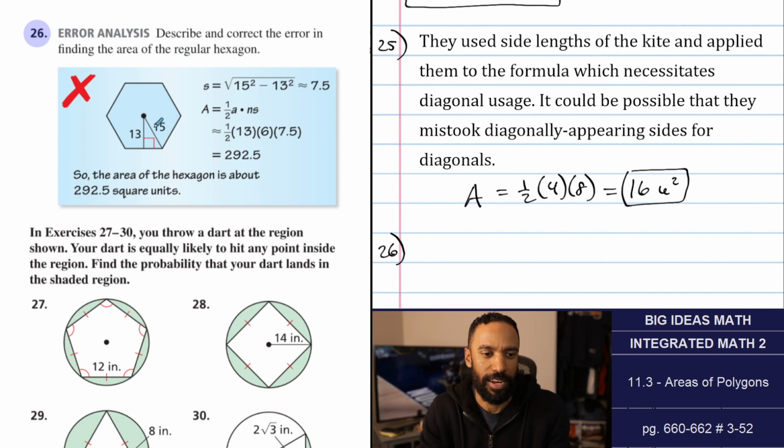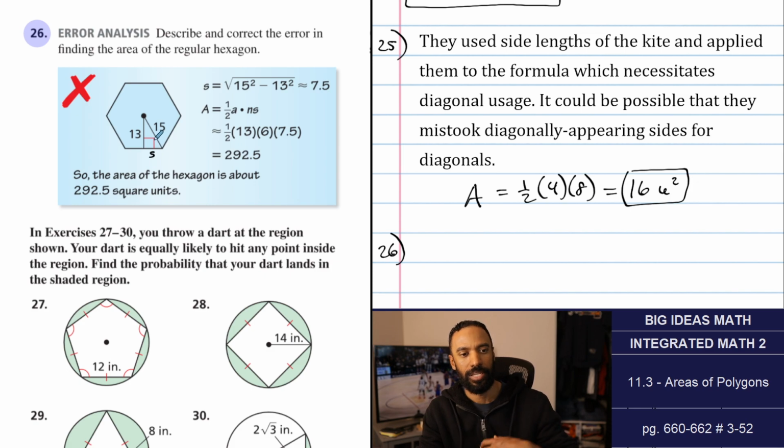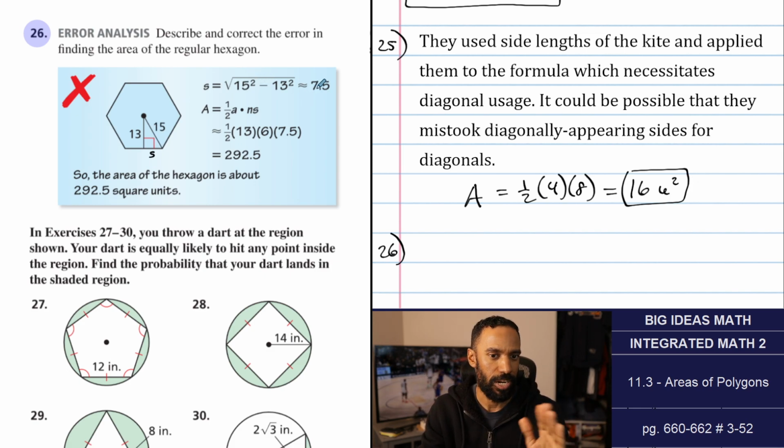Describe and correct the error in finding the area of the regular hexagon. They first find a side length by doing the square root of 15 squared minus 13 squared. So let's say that this is S right here. I've been putting X. But if this is S... Pythagorean theorem would get you this far, and they said about 7.5.